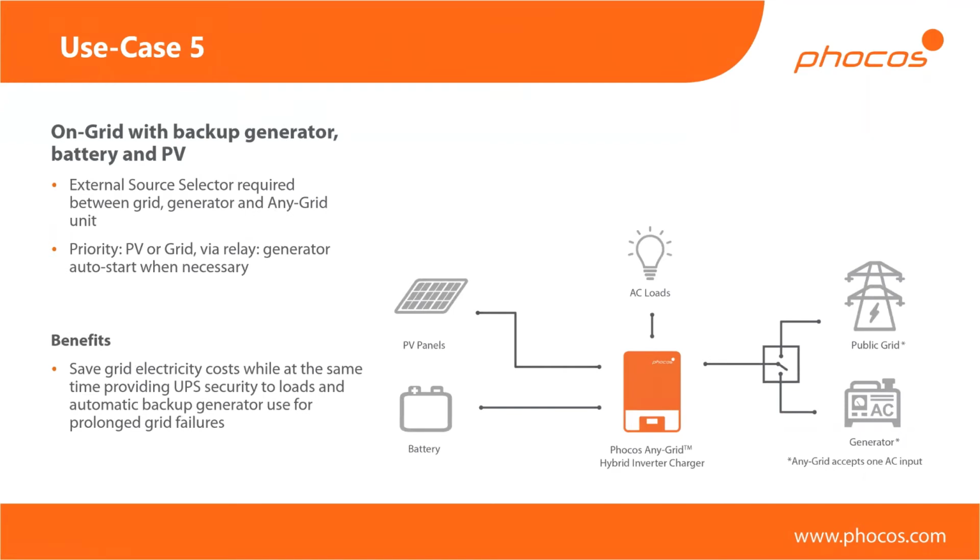Use case number 5. This is the full-blown one I showed at the beginning of the session, where literally every port is connected to something, and in fact the AC side is even connected to 2 AC sources, the AC input and the generator. If you have everything, you have a grid, you have batteries, you have PV, and if everything fails and it's night and you have snow on your roof and the grid fails, then you still have your generator as a backup to power the whole thing. So this really brings together all of the features of the AnyGrid series.